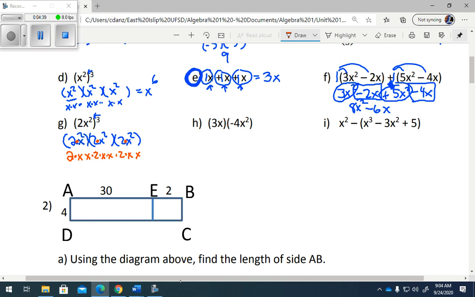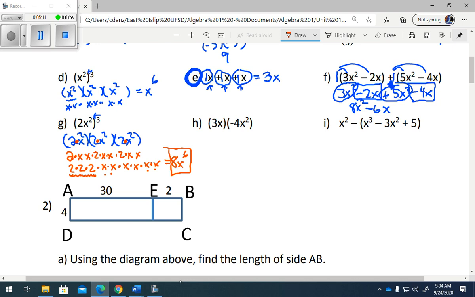I could use the commutative property with multiplication and rewrite this if I wanted to. Now I'm showing a whole lot of work that maybe isn't necessary for you, but I just want to clear up any misconceptions. 2 times 2 times 2 is 8, right? 2 times 2 is 4, 4 times 2 is 8. x times x times x times x times x times x is x to the sixth. The final answer is 8x to the sixth.